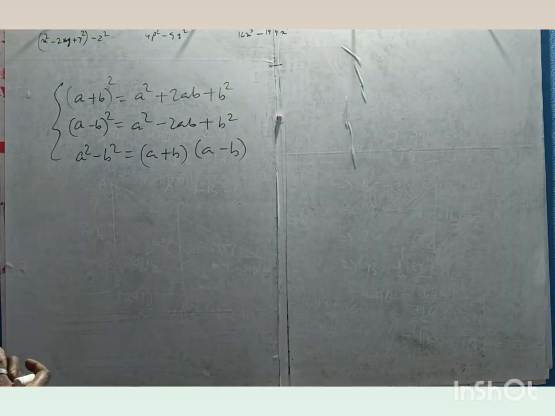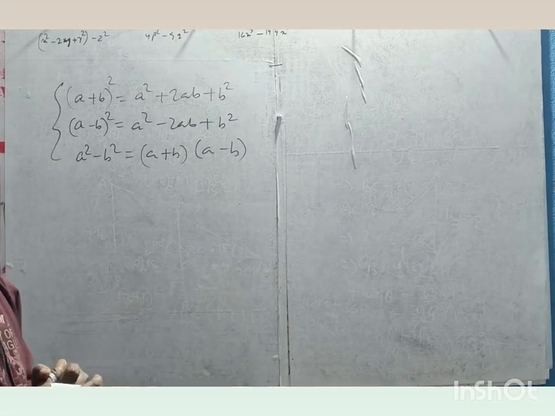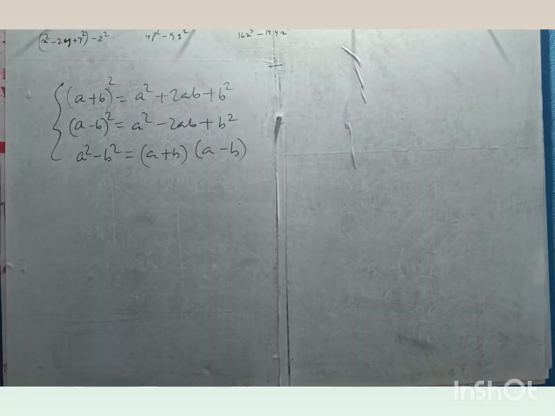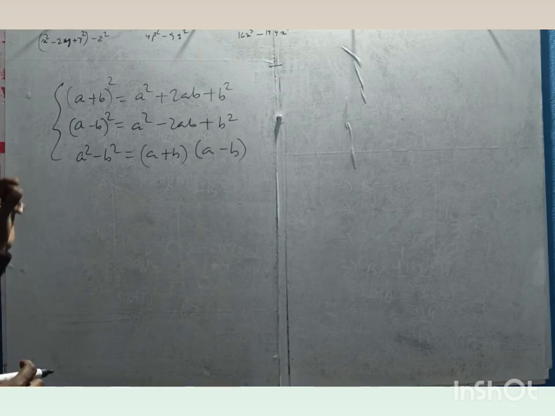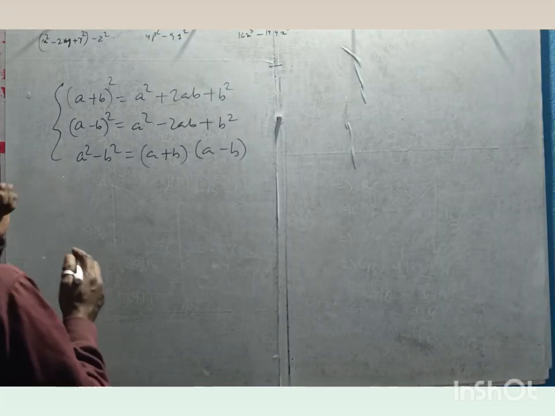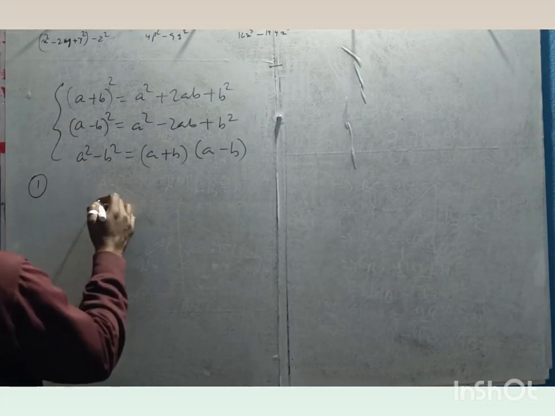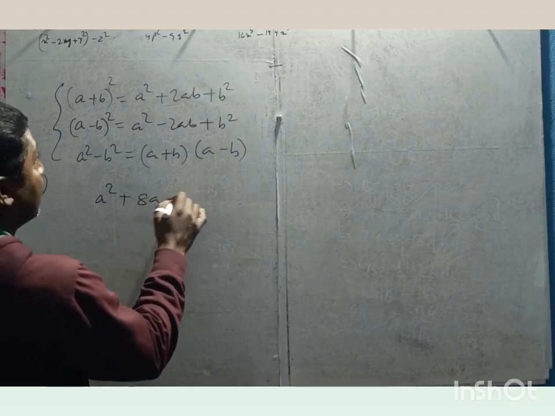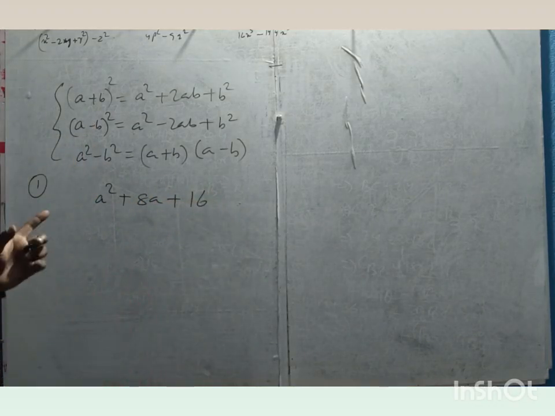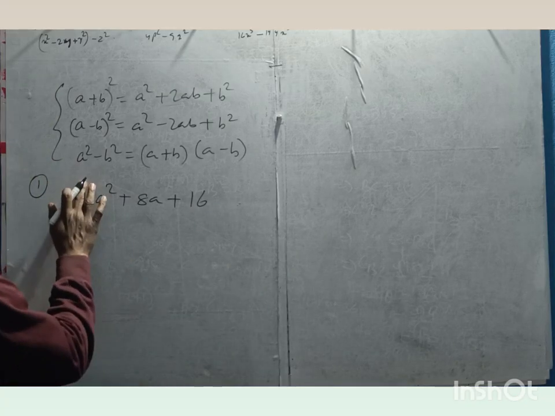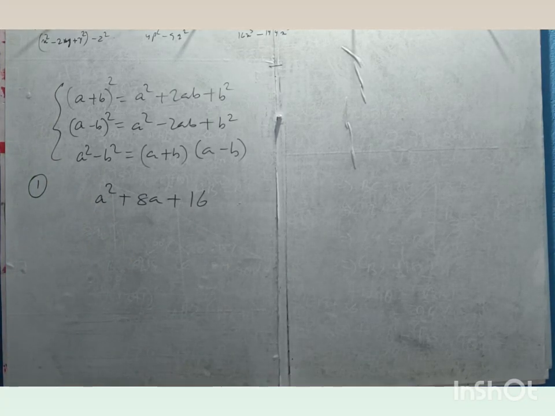These are common identities. Based on them, first we have to know which identity will be applied to the question, or which common form the question lies in, to have similarity with the identity. Let's go with an example. Suppose the example is a square plus 8a plus 16. Factorize this one. First think which identity will be applied here.